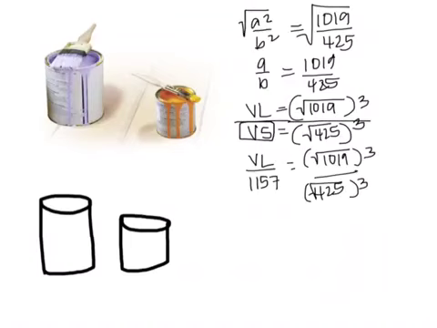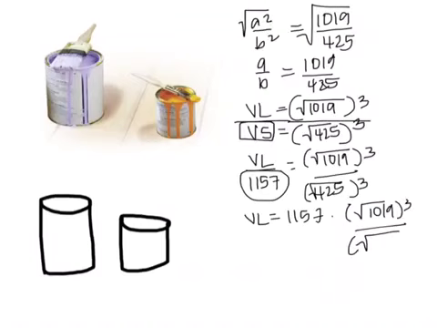And to simplify this, we're just going to multiply the 1157 on both sides. And here's your answer. Remember to always make volume in units cubed.